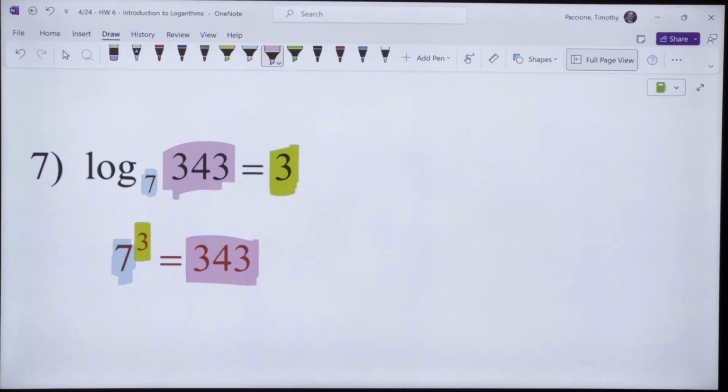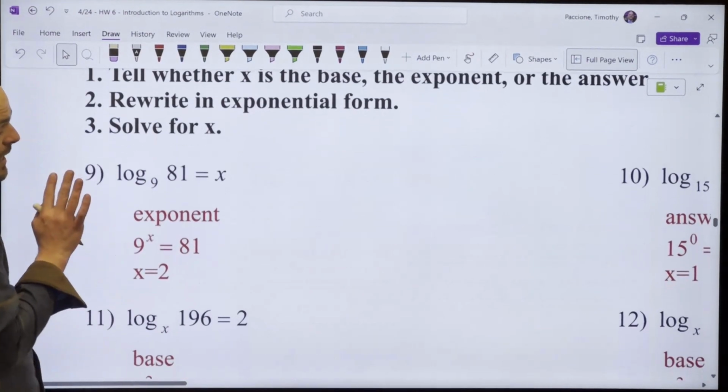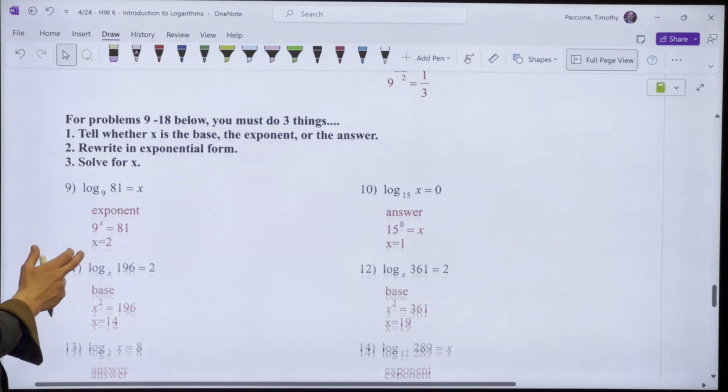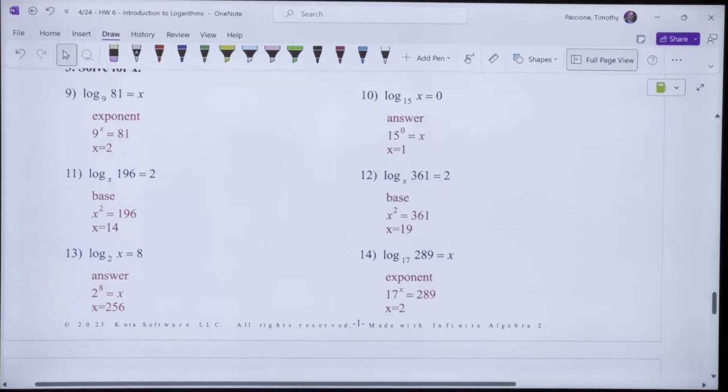Now, you use this sometimes when there's a missing piece, and that's what the next section was about. Sometimes the base was missing, sometimes the exponent was missing, sometimes the answer was missing. So you had to be able to find each one based on what was missing. First you would rewrite it just like we did above, and then you would solve. Anybody want to talk about any of these?